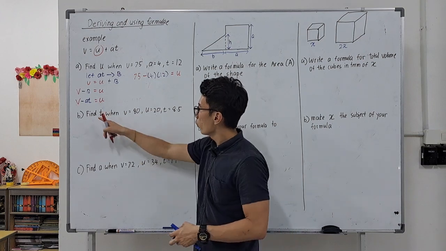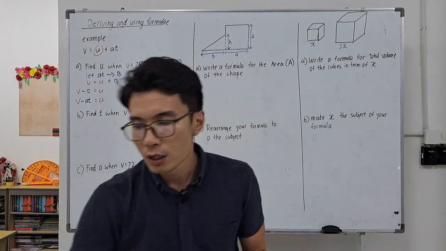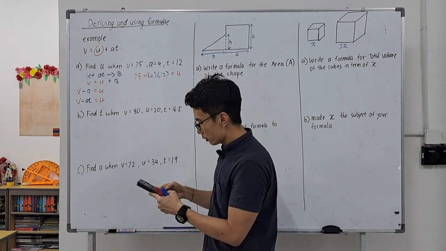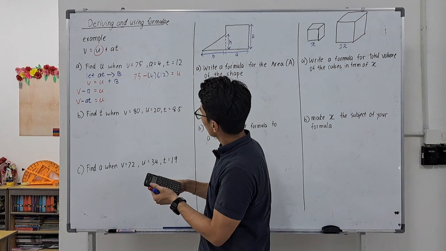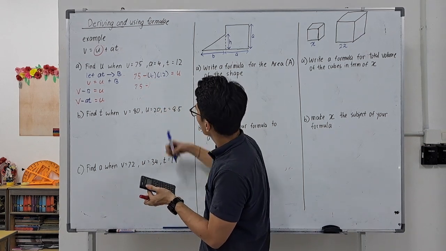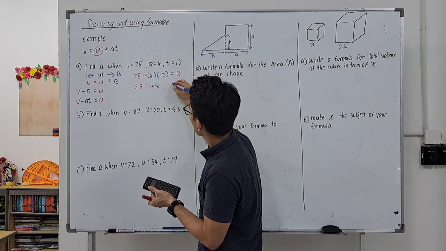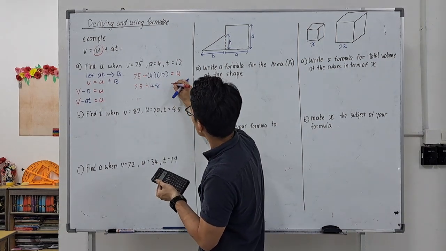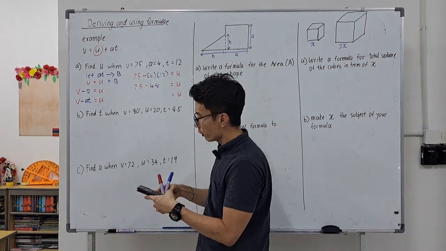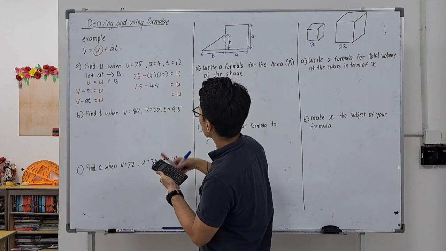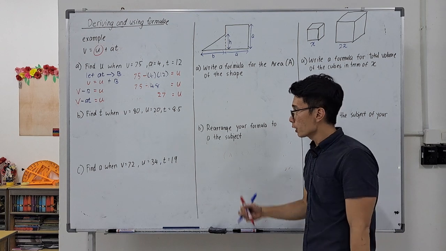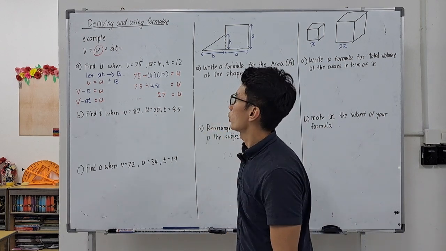Now always remember when you have alphabets sticking together, it means multiplication. So we can solve this very fast. 12 times 4 is going to give you 48. And everything over here is going to equal U. So U over here is going to equal 75 minus 48. That will give me 27. All right, that will give me 27.